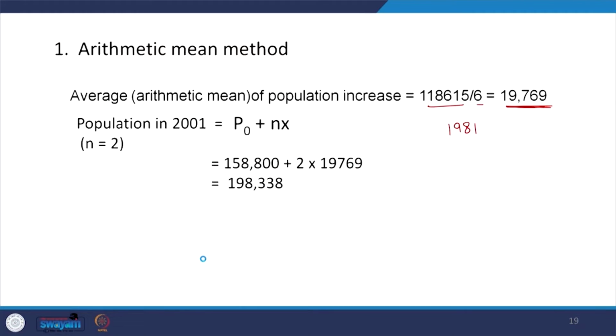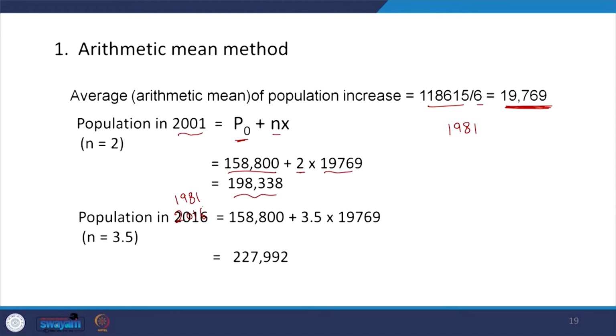So what do we have here? So n is equal to 2. P naught at the end of 1981 was this. 2 decades, we are assuming that it grows at the rate of 19,769 per decade. So 2 times, and this is what I get in 2001, and I think next one was 2016 and 1981. So I guess 35 years. Yes. So 3.5 decades. Again, constant growth, assuming that it grows at this, what do we say, 20,000 people come into the city every decade, and thus we get it pretty simple, right?